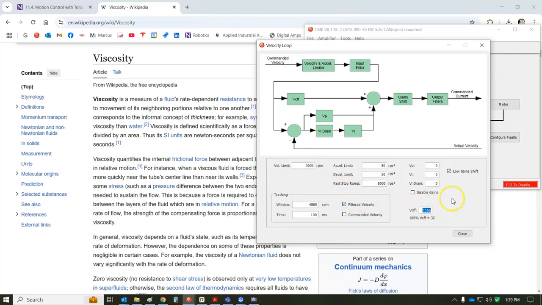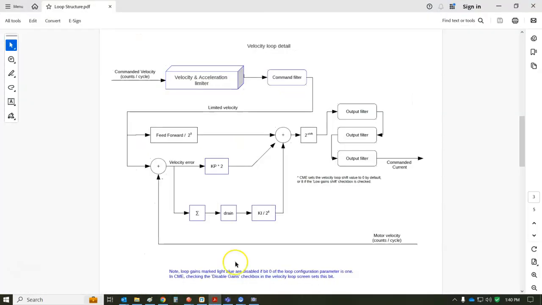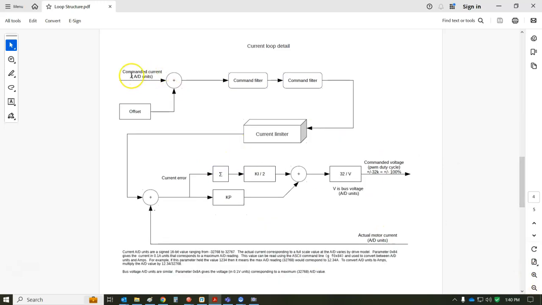So output over input, current out over velocity in, in units of, well, current in amps and velocity in RPM or whatever the units are that you use. So in the drive, we're using counts per cycle. This drive is a plus drive with an FPGA, so it has a 250 microsecond update rate or cycle, so many counts per cycle. And then on the next page, we've got the A to D units for the current command, and that's a little trickier.